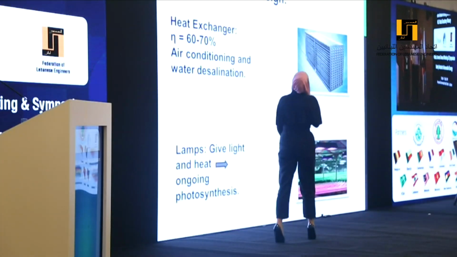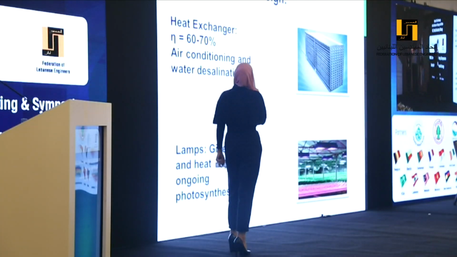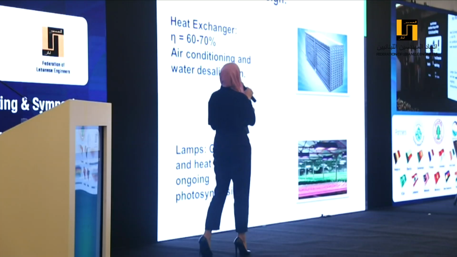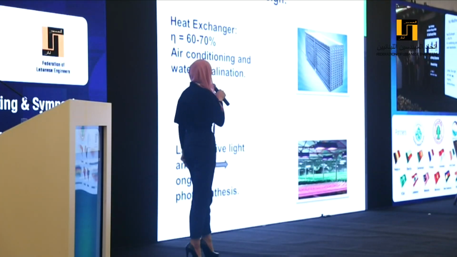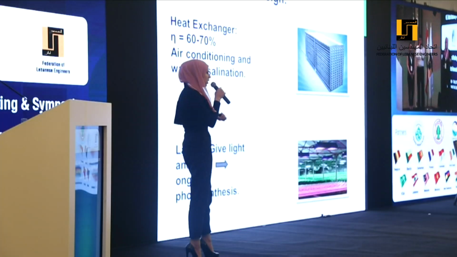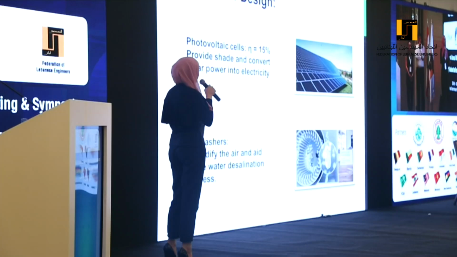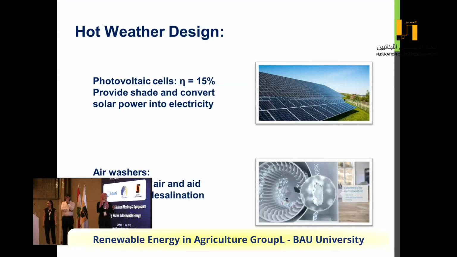Our main components are heat exchangers of efficiency 60 to 70%. They do both air conditioning and help in the water desalination process. The lamps help the photosynthesis process to go longer. The PV cells have an efficiency of approximately 15%. They provide both shade and produce energy. Finally, the air washers humidify the air, and they also aid in the desalination process.